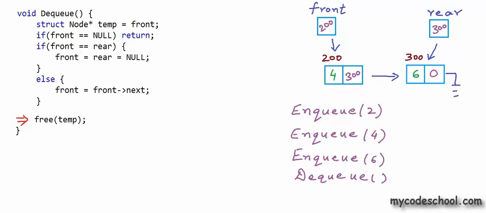You can write the rest of the functions yourself, like the front function to look at the element at front, or the isEmpty function to check whether the queue is empty or not.